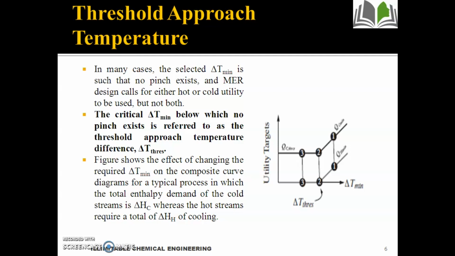So this figure shows the effect of changing the requirement of the delta T minimum on the composite curve. For a typical process in which the total enthalpy demand of the cold stream is denoted as delta Hc, and the hot stream requirement is denoted as the delta Hh, capital H, right? So here the figure shows the effect, three effects, 1, 2 and 3. Let's see what this labeling of this diagram wants to say.